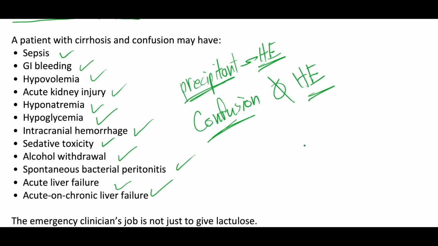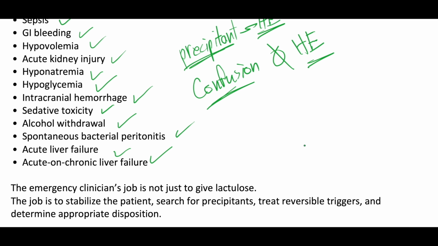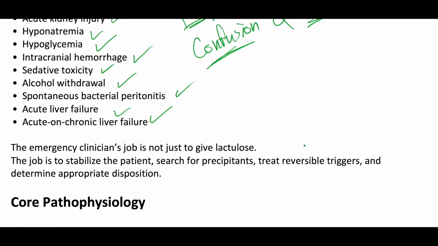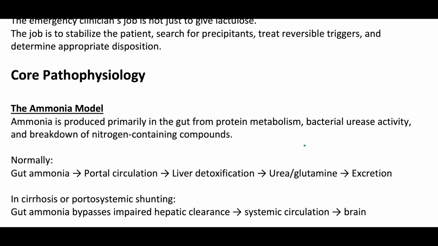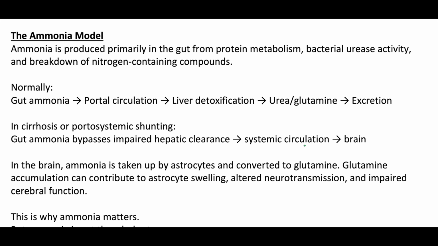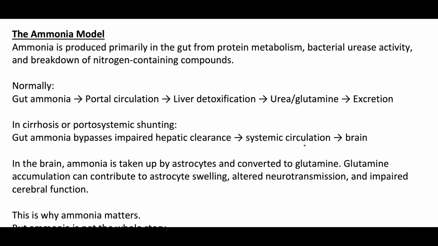And this is a difficult question to answer sometimes, right? So we want to stabilize the patient, we want to search for precipitants, we want to treat reversible triggers, and then that'll help guide us in terms of where this patient can be dispositioned, as well as what the next best steps in management are. So to understand this, we always like to go back to the core pathophysiology. And the core pathophysiology with hepatic encephalopathy is something we don't often think as much about.